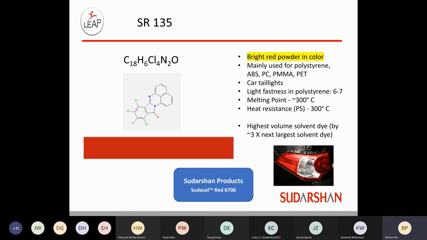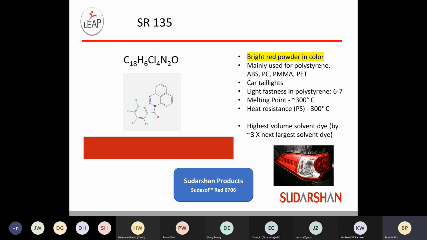It'll be highly recognized because it is the prime colorant for the car taillights. So next time you get in your car, you'll think of solvent red 135 when you see the car in front of you put on its brake lights. It has very good light fastness with a rating of 6 to 7, very high heat resistance.